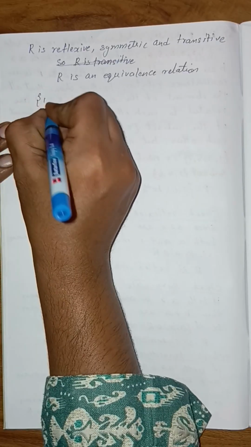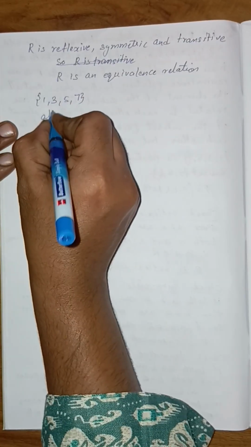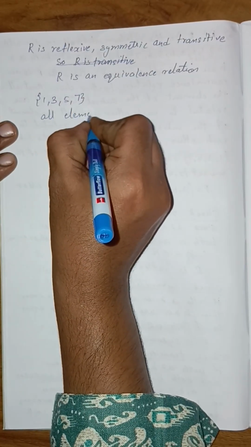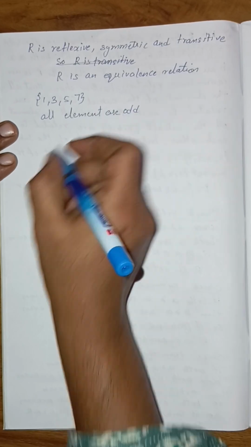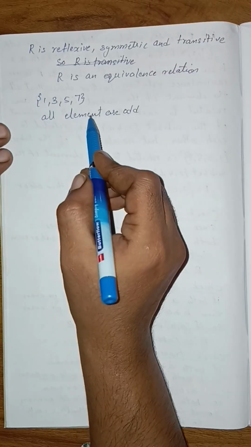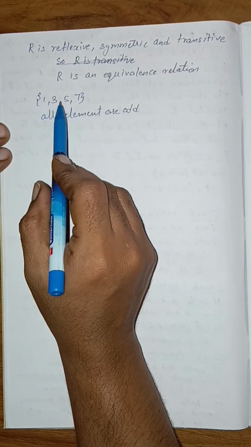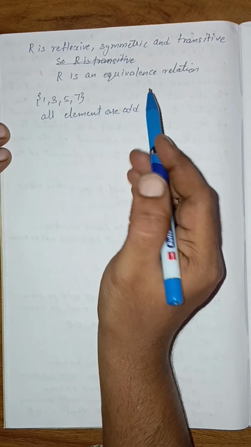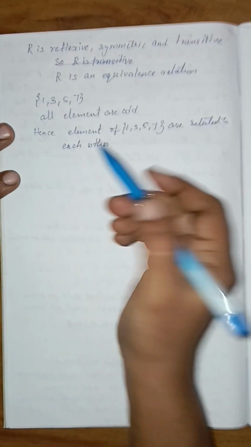So 1, 3, 5 and 7: all the elements here are odd. So all elements are related to each other because all are odd. So 1 is odd, 3 is odd, 5 is odd, 7 is odd. Hence the elements of {1, 3, 5, 7} are related to each other.